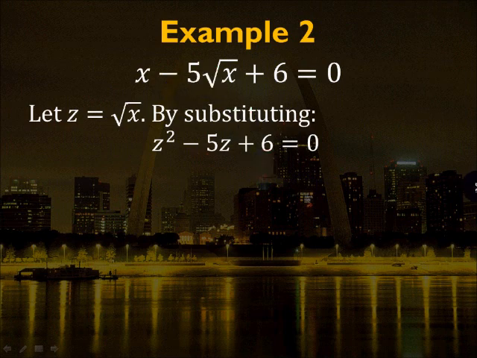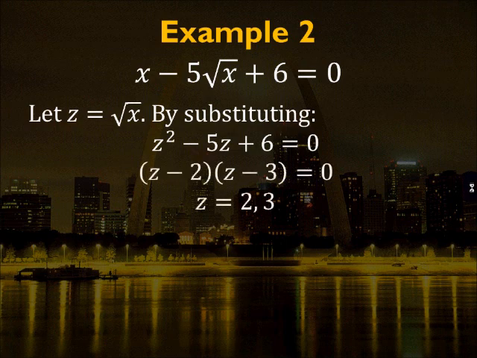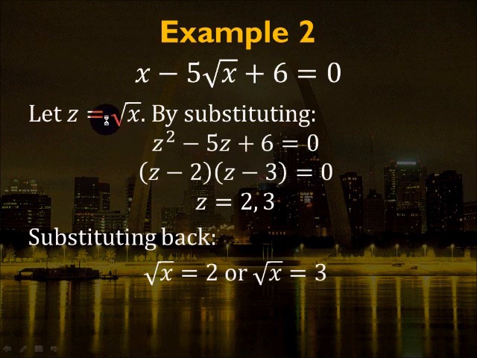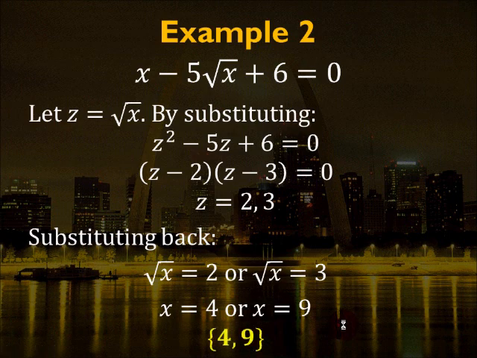And again, all you have to do is solve for z. Now by factoring this, you get z minus 2 times z minus 3. So z is either 2 or 3. Now again, you have to substitute back. So now you get the square root of x equals either 2 or it equals 3. And then you solve each equation. You can square both sides. So x is either 4 or x is 9. And that's how you do these equations.